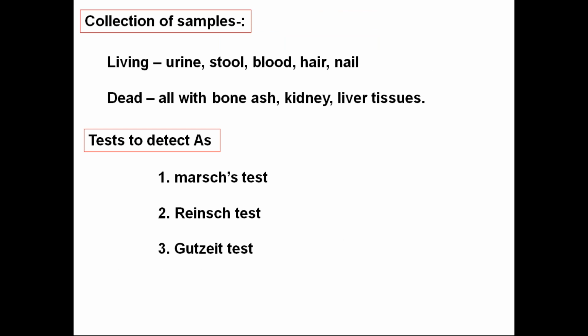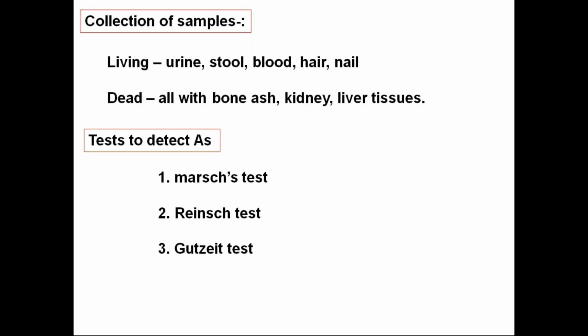So how to diagnose arsenic poisoning? Collecting samples. If the patient is living, then we'll collect urine, stool, blood, and hair and nail samples can be collected. And one thing in arsenic poisoning, even in burial cases also, we can detect this arsenic poisoning, because hair and nails are some of the organs which decompose very late, even in buried bodies.